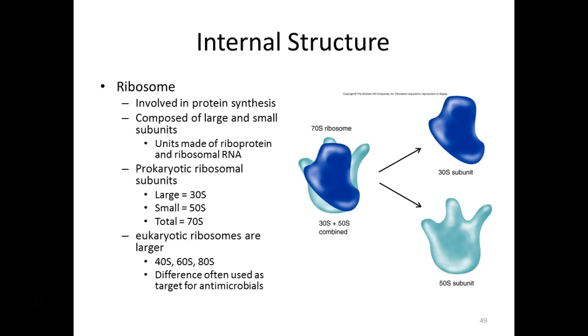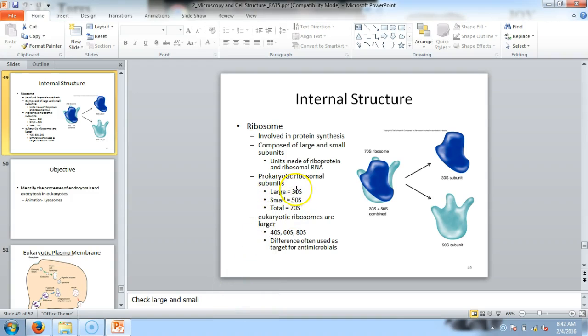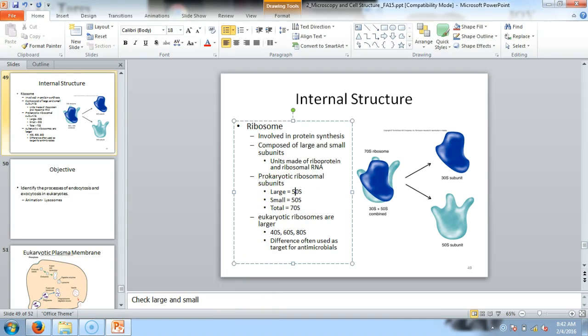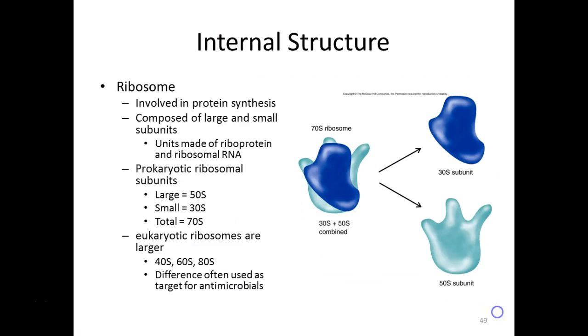So when these molecules are by themselves, they're obviously smaller. One's larger. And you can definitely see that when you look at the size, right? 30. Ooh. I didn't even realize that. It's opposite on this slide. Right? Large should be 50. Small should be 30. How did that happen? I don't know. The total is 70, yes.